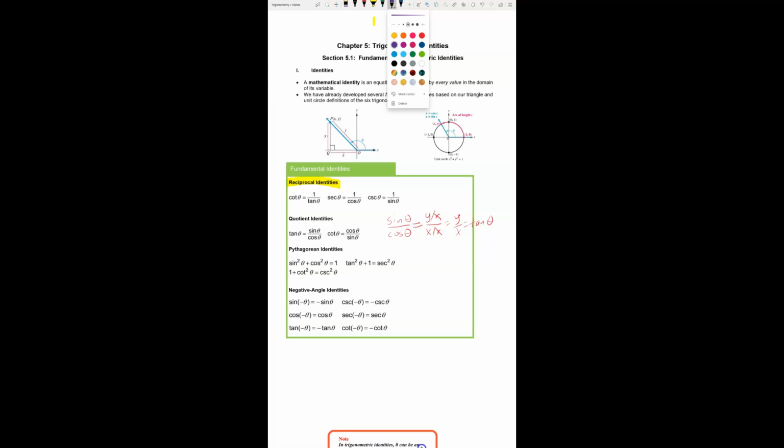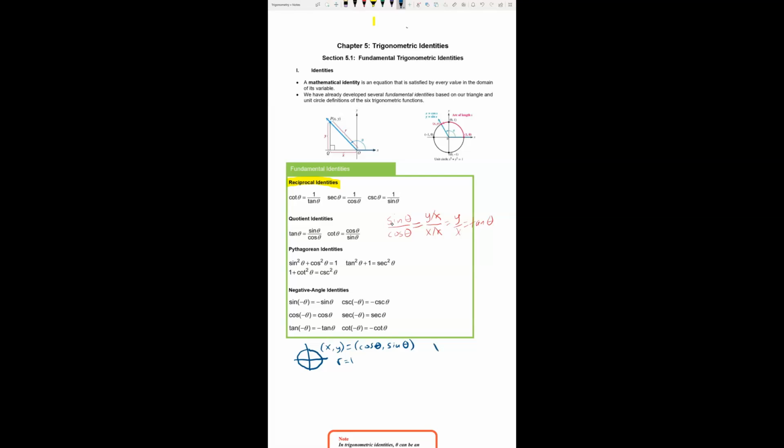Now let's look at the Pythagorean identities. One way to look at the Pythagorean identities is from the unit circle. If we consider that any point on our circle is given by x, y, or in terms of theta, cosine theta, comma sine theta, the x value gives us cosine and the y value gives us sine, and because we are on the unit circle, r is 1.